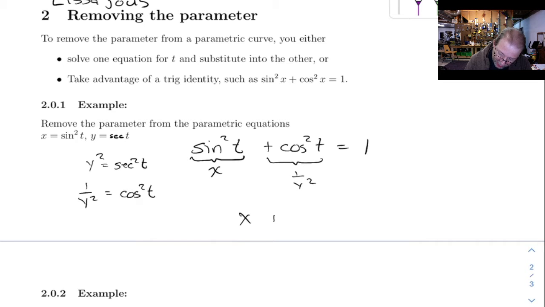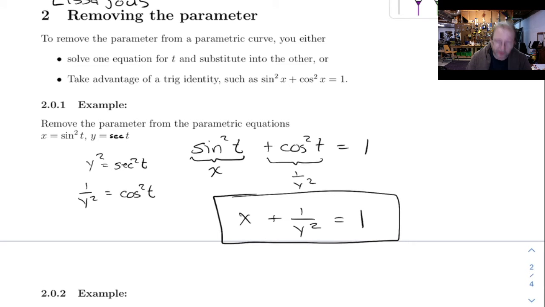So this gives me x plus 1 over y squared equals 1. And that's the equation.